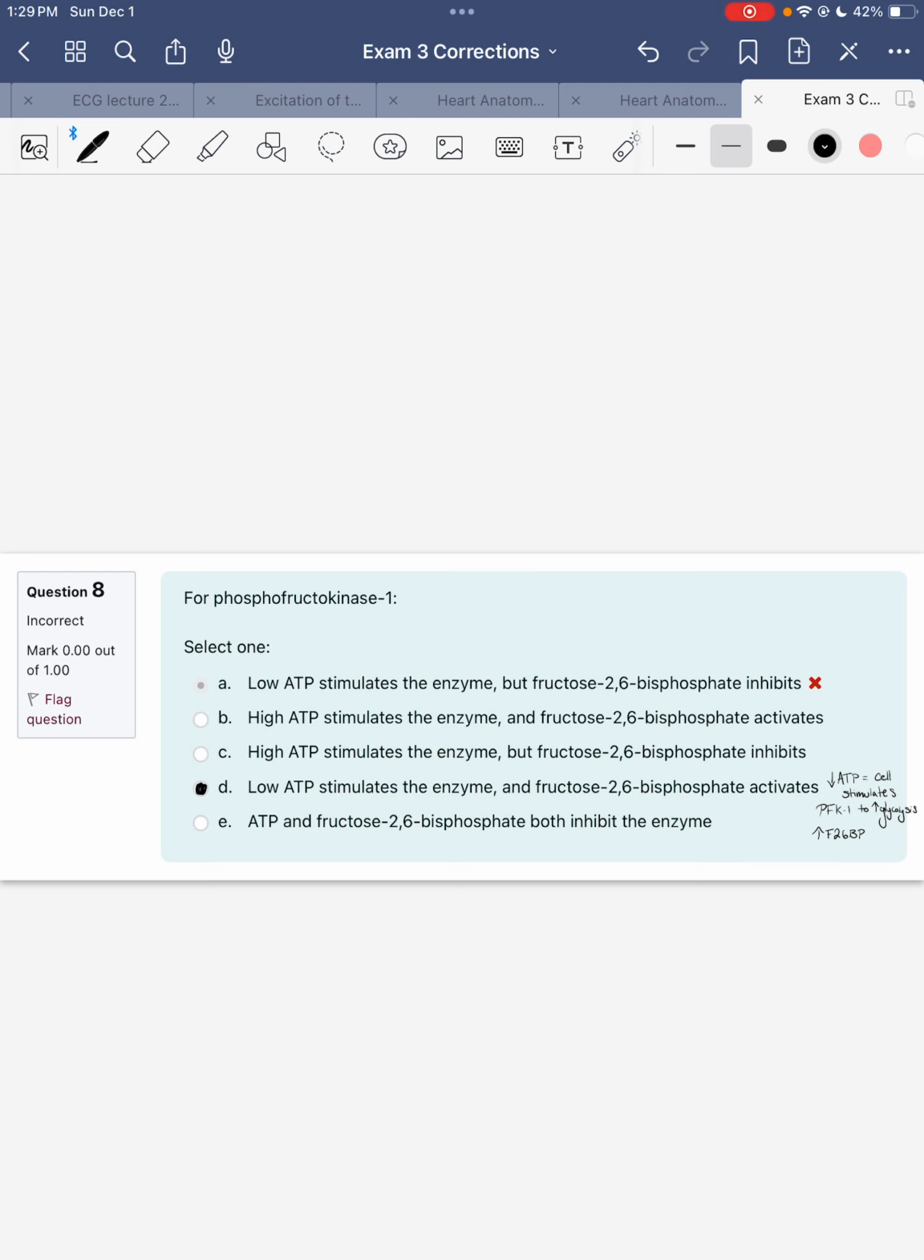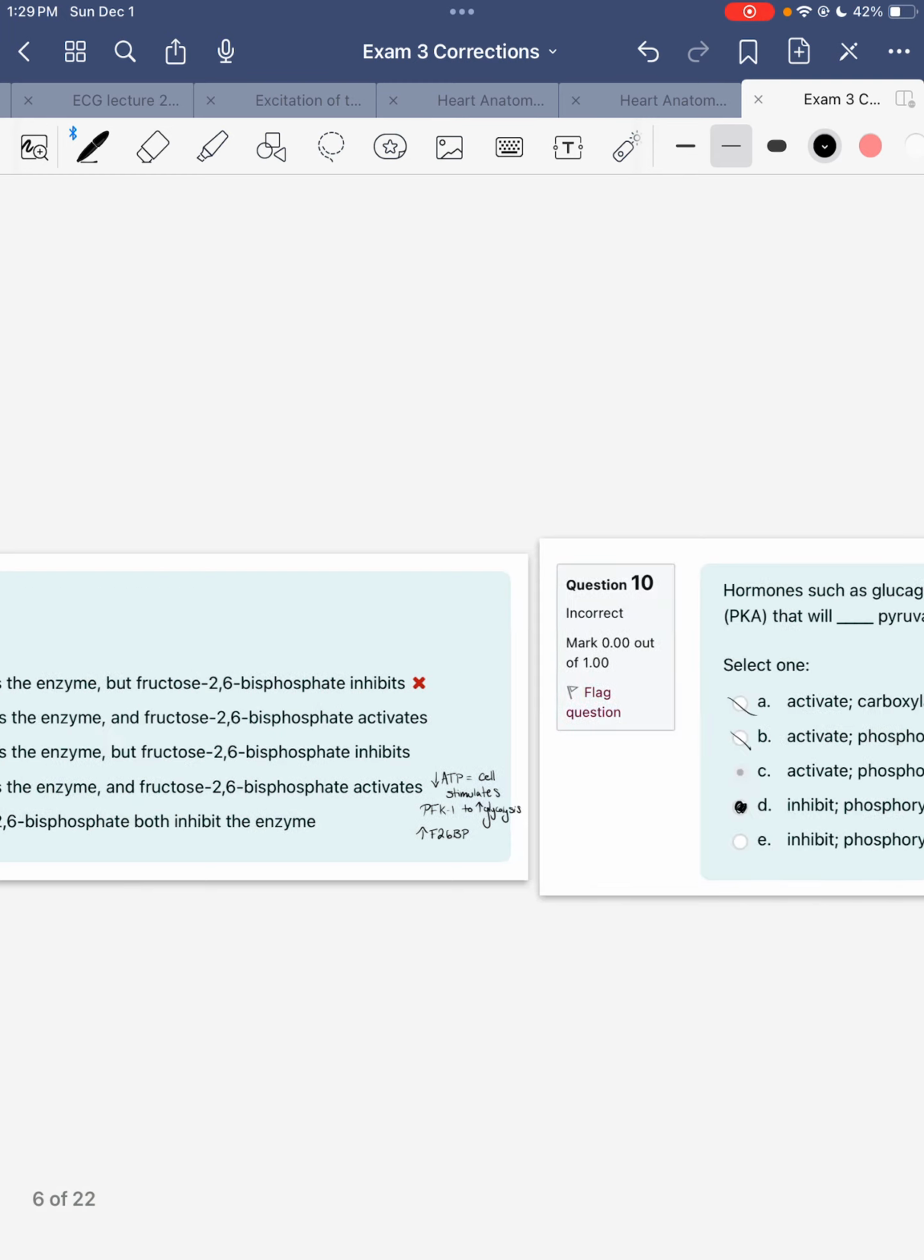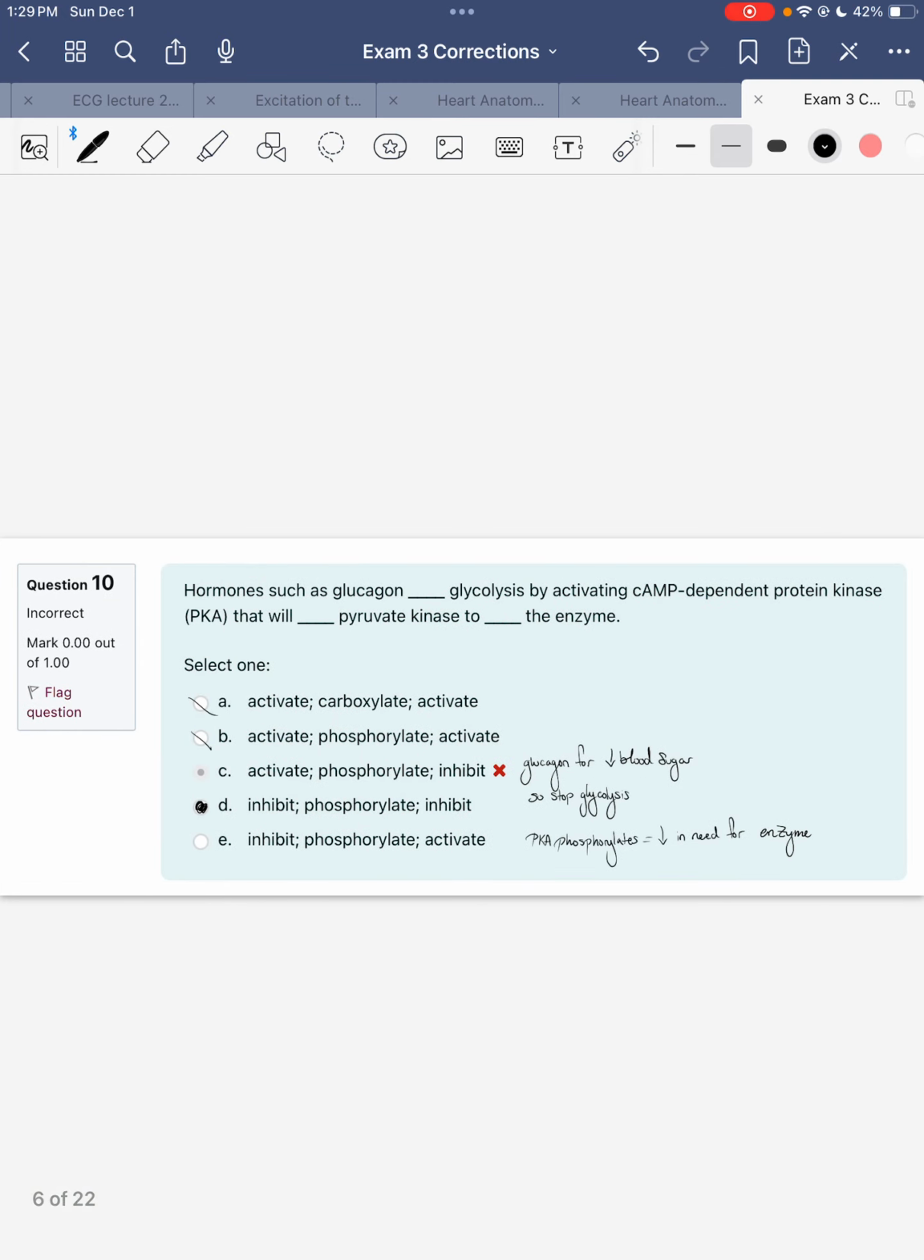therefore increasing PFK1 and then increasing F2,6 bisphosphate. Number 10, it should be D because the glucagon is for low blood sugar, which stops glycolysis. Therefore, the pKa phosphorylates and decreases the need for the enzyme. So it'll inhibit, phosphorylate, and then inhibit.